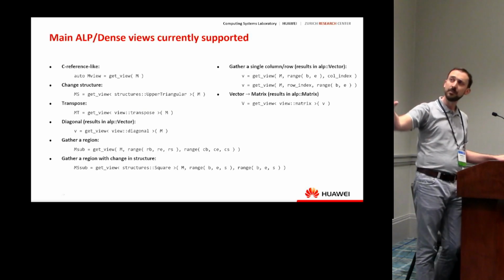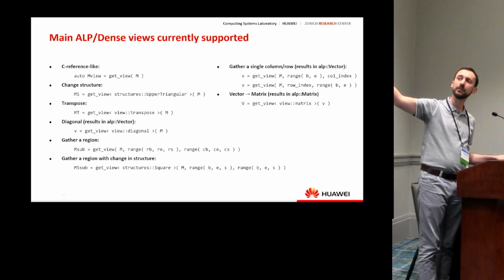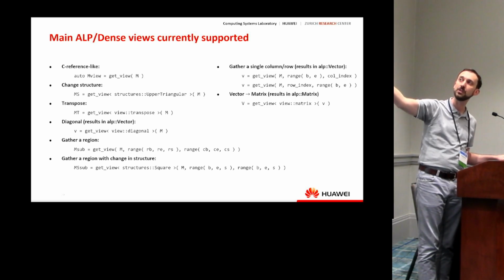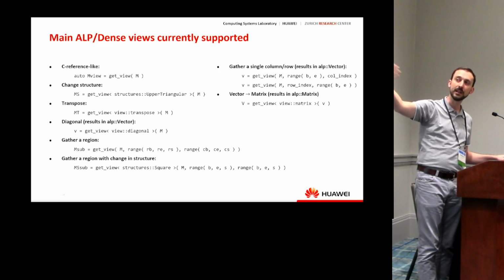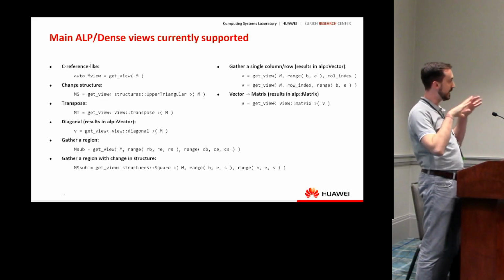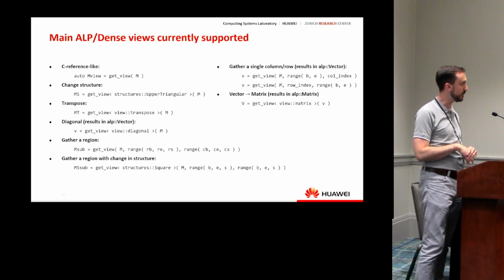Here are some examples of the kinds of views that we can support based on this concept right now. We can, of course, have reference-like views and change the structure of things. We can transpose or take a diagonal of a matrix. All these things are expressible using the concepts that I've shown you.